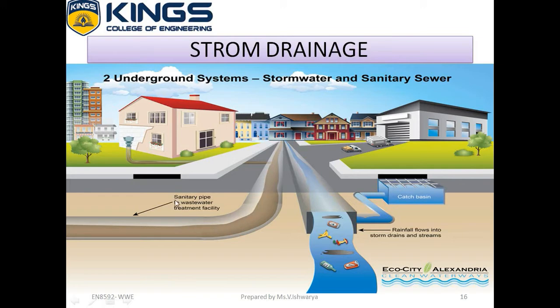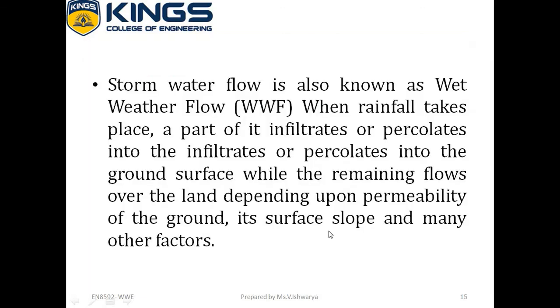They have written that this is wastewater treatment, the water carried by the wastewater pipe, and this pipe is carrying rainfall water. So the indication is that wastewater is brown and normal water is blue. Here they are mentioning stormwater flow is also known as wet weather flow.